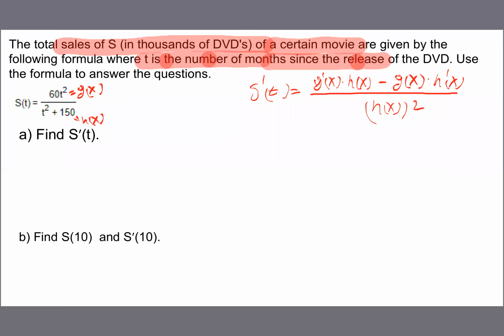Okay, so what is g prime of x? Well, in our case, t is our variable. Let's fix our variable.